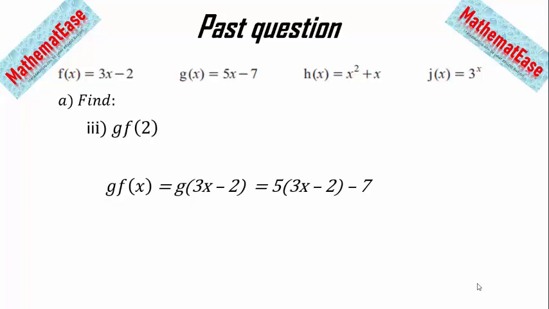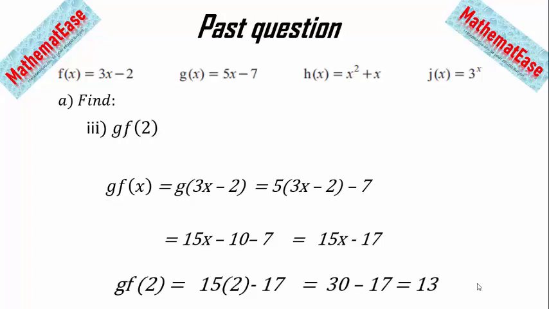And you know that g of x is 5x minus 7. So replacing that x in 5x minus 7 with 3x minus 2, I get 5 bracket 3x minus 2 minus 7. And that will give me 15x minus 10 minus 7, which will eventually give me 15x minus 17. Now, I can get my g of f of 2 by replacing x in that 15x minus 17 by 2. So that will give me 15 times 2 minus 17. That will give me 30 minus 17, which is equal to 13.